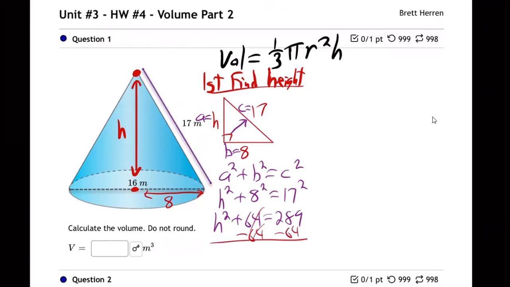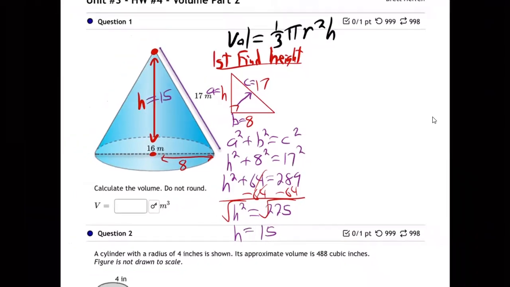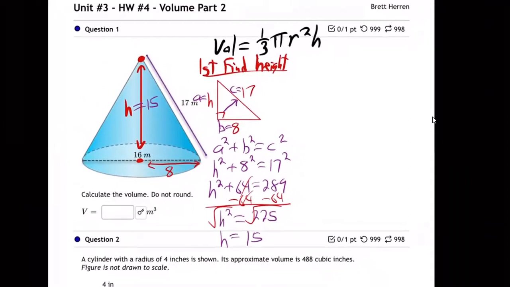Boom, boom. H squared is 225, and then root it. And so we get the height equal 15. So the height is 15. So we do all that work first to find the height. The height is now known to us to be 15. That's the height of the cone straight down the middle.